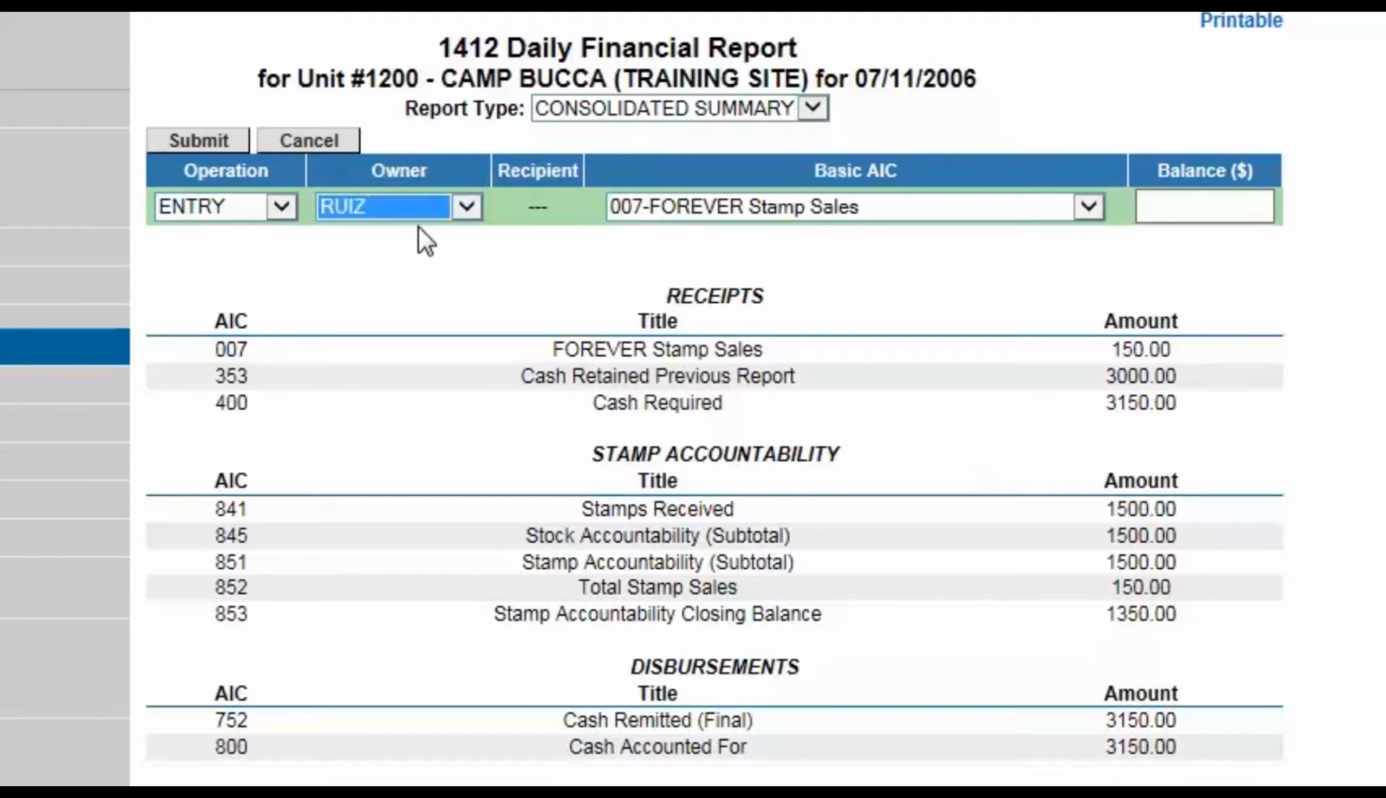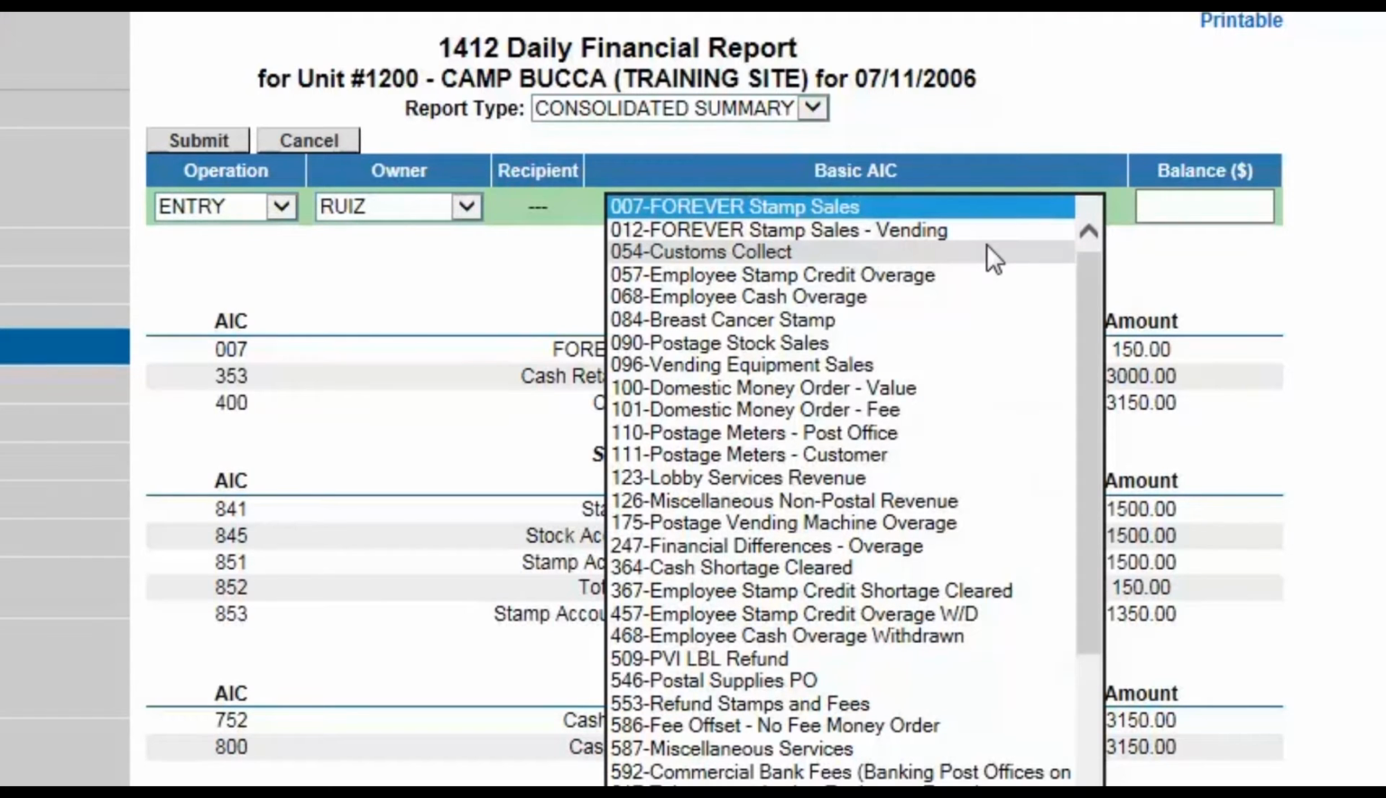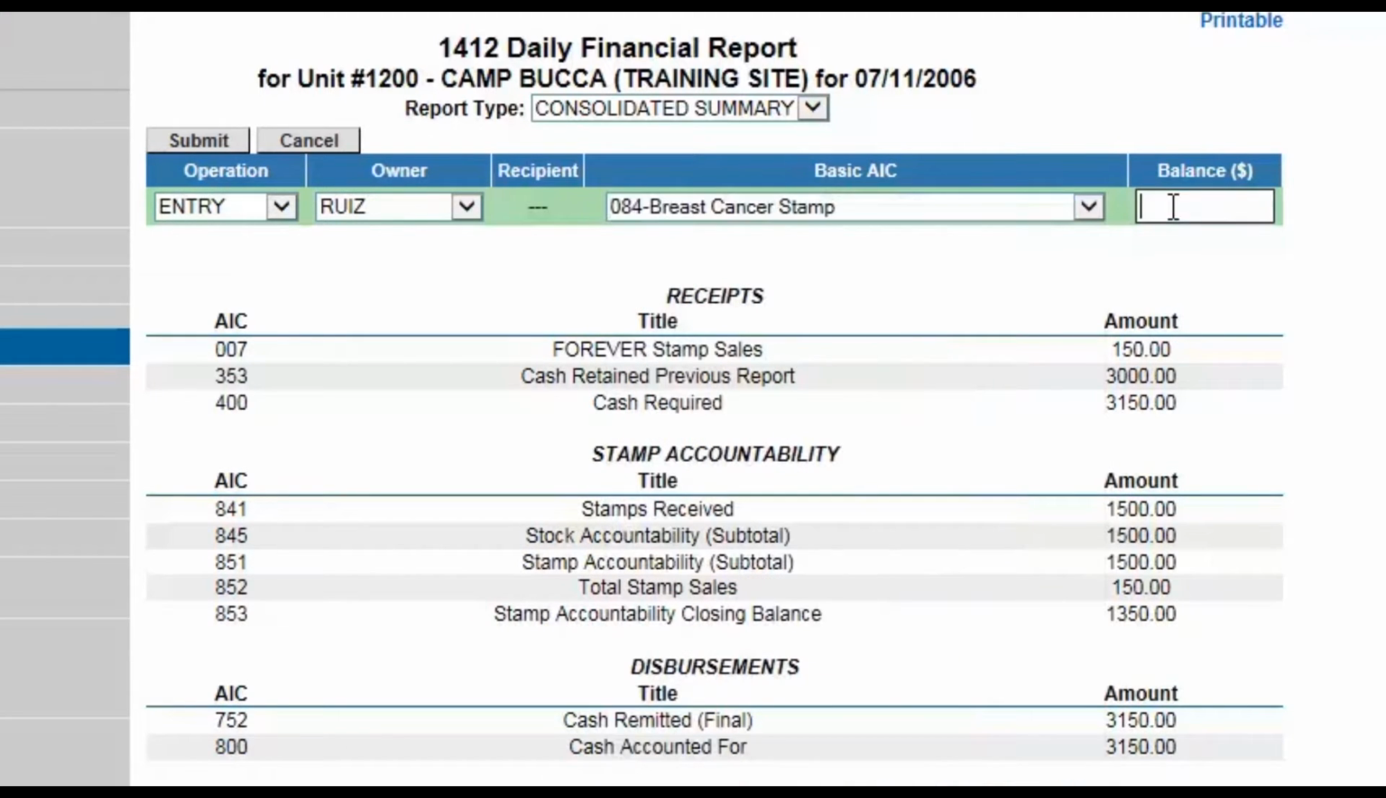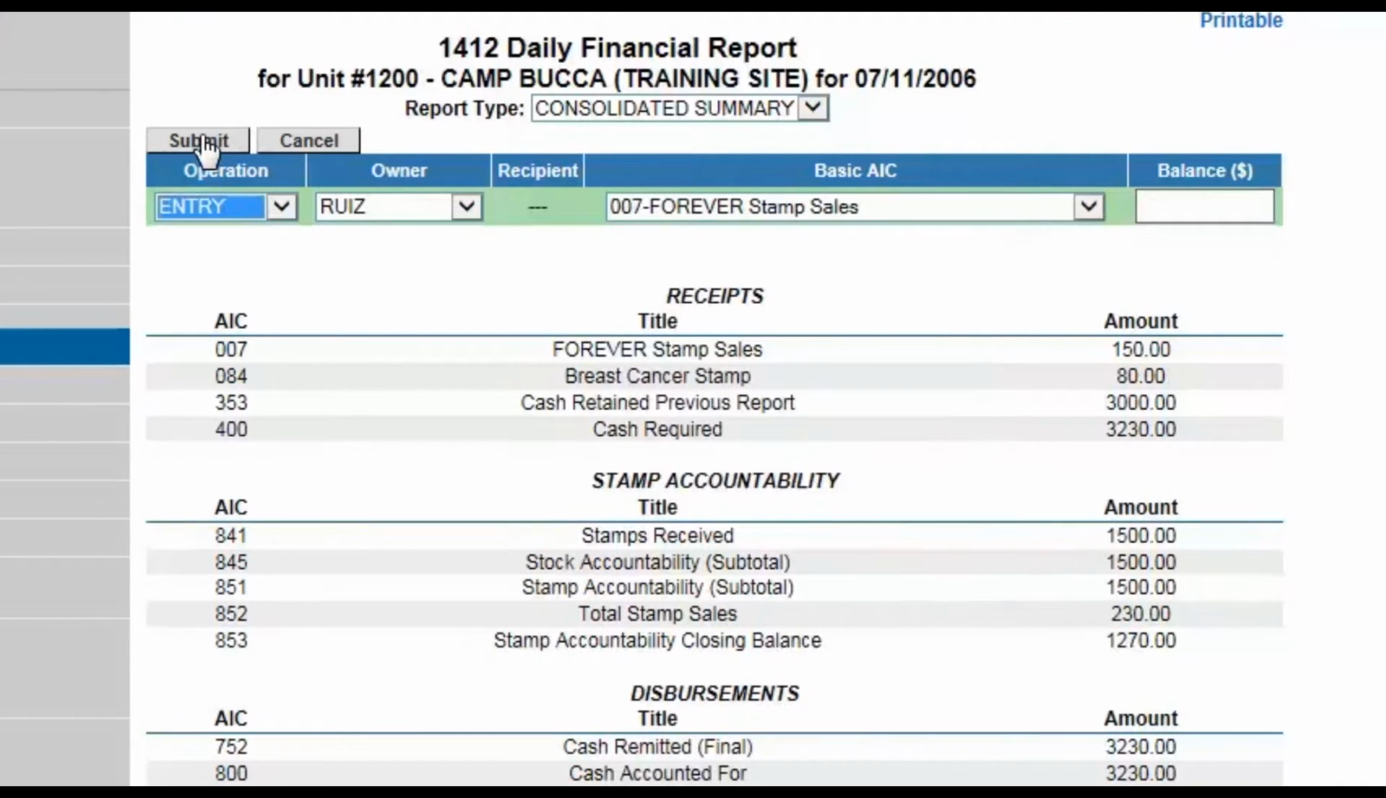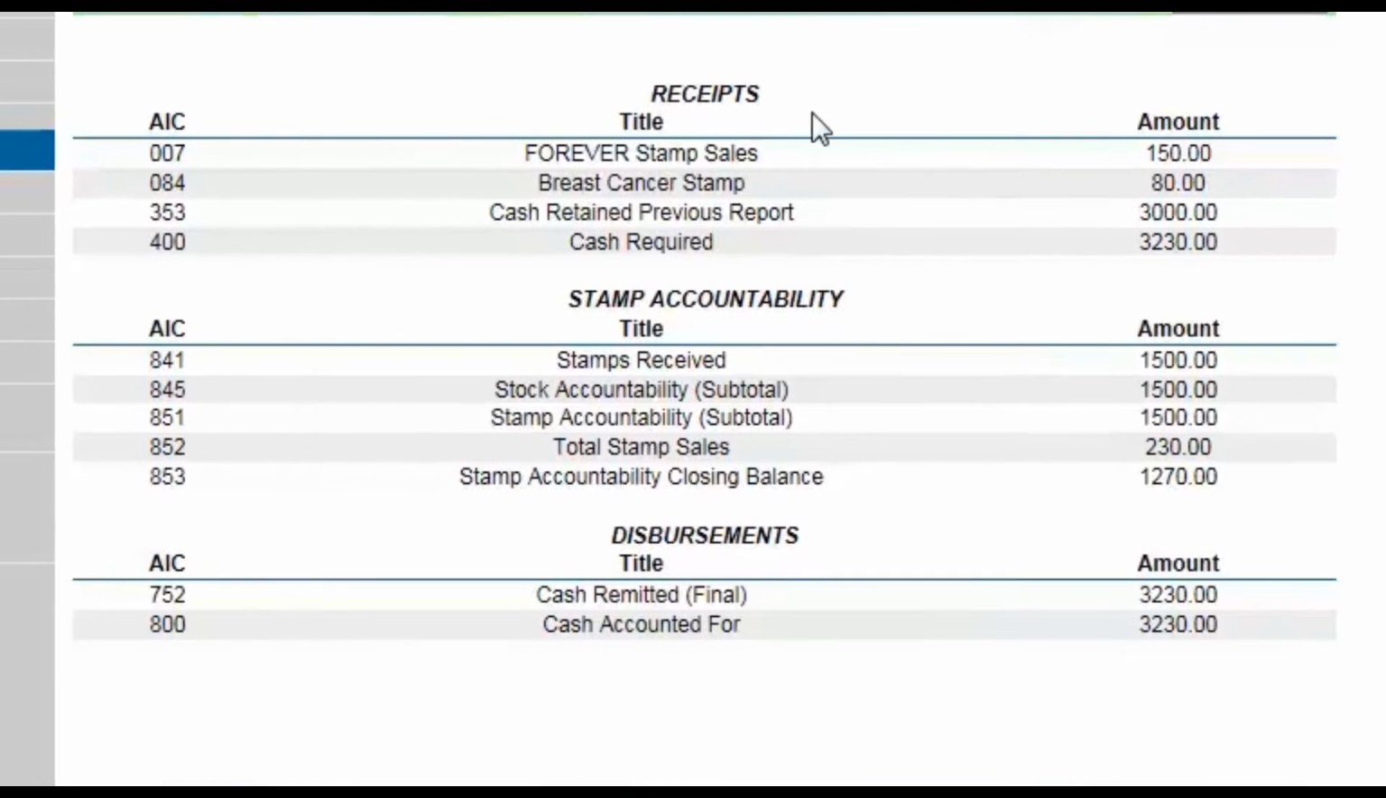Now for Clerk Ruiz, we're going to say that she sold the breast cancer stamp and she sold a total of $80, and hit submit. When you're looking at your consolidated detail, you will see for AIC 007, the sale of Forever stamps worth $150. Under AIC 084, the sale of the breast cancer stamps for $80.